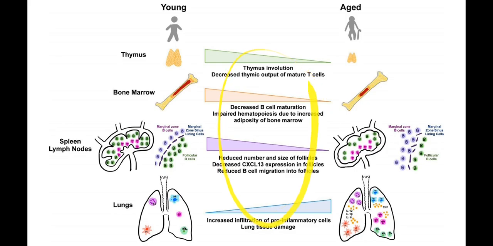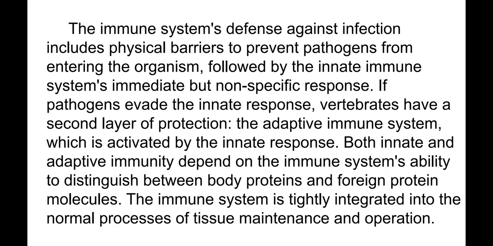What is happening? Degeneration of the immune system. You can see in this picture in more detail, so we'll talk about this. The immune system's defense against infection includes physical barriers to prevent pathogens from entering the organism, followed by the innate immune system's immediate but not specific response. If pathogens evade the innate response, vertebrates have a second way of protection. This is the adaptive immune system, which is activated by the innate response.